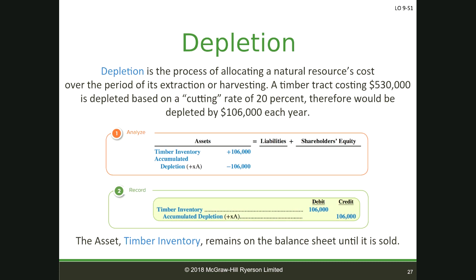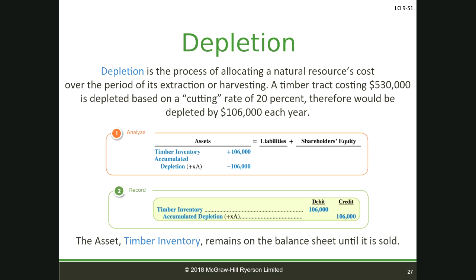And of course, this timber inventory, right, that's going to be 530,000 plus the 100,000, right? So we're going to have timber inventory, okay, available for sale. So this journal entry, we debited timber inventory 106,000, credit accumulated depletion.